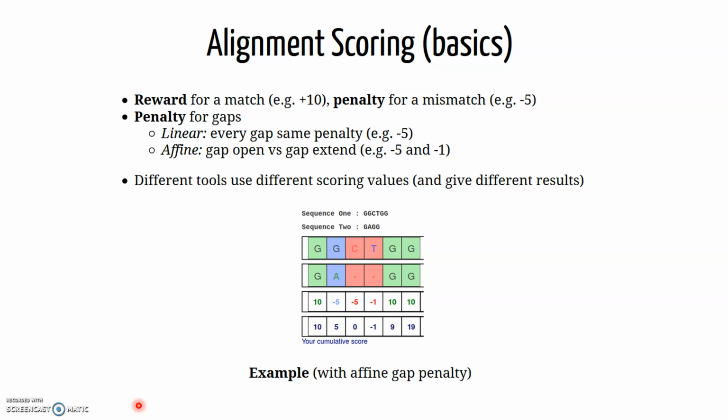And so this generally breaks down to some sort of reward for a match between the reference and the sample DNA, and then a penalty, obviously, for mismatches. There's a penalty for gaps that are created, and there's a reward for closing particular gaps. And so it's important to mention that there are a number of different sequencing aligners out there, and they use different scoring values and give different results. And so we need to really know our data to determine what's the best sequencing aligner to use in our particular case.